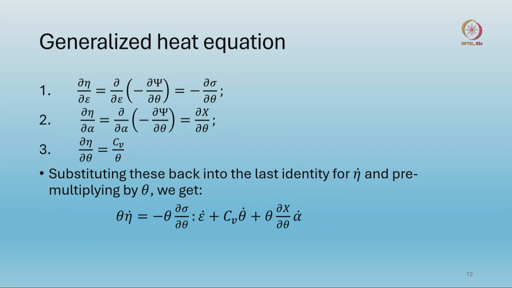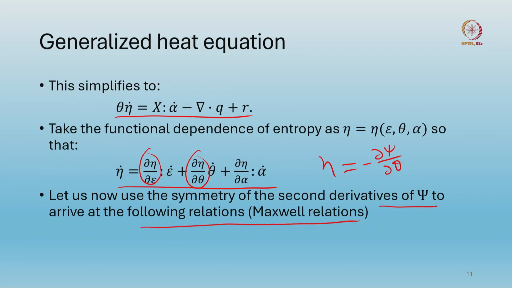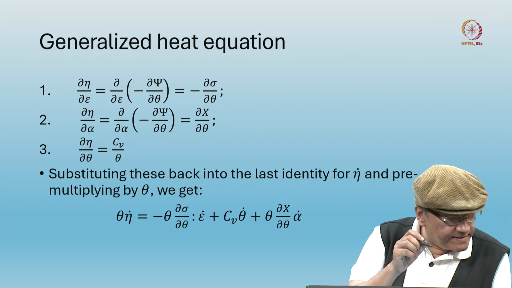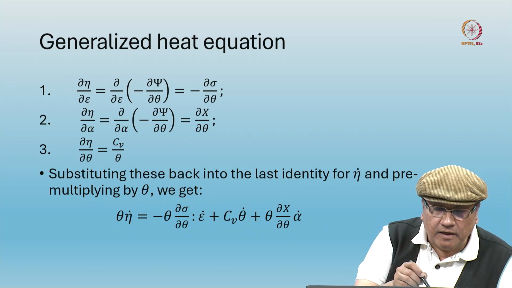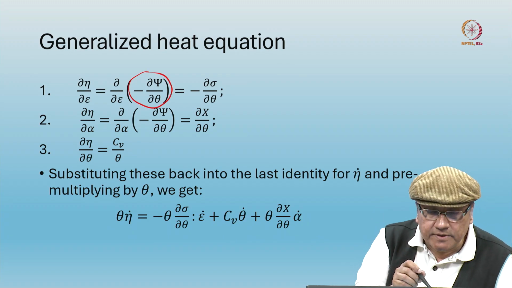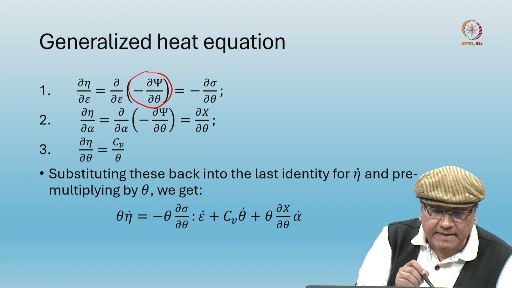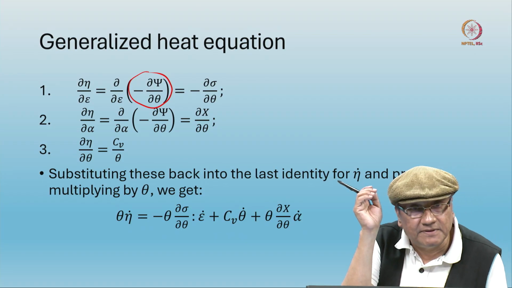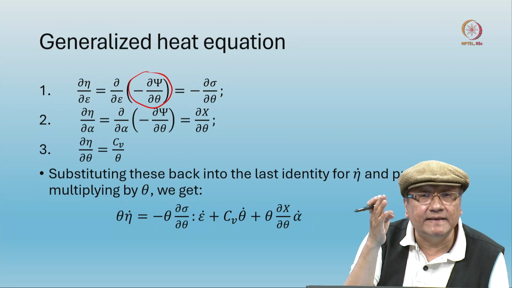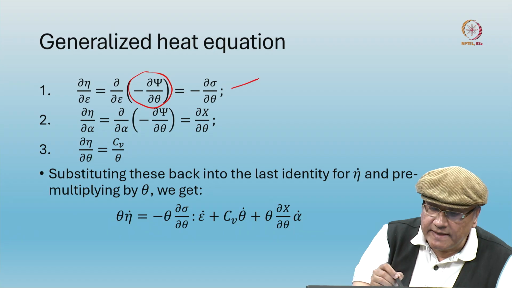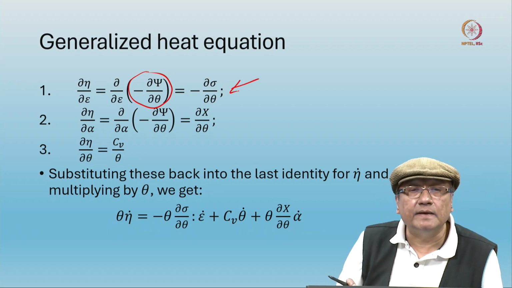So, the first thing that we need is delta eta by delta epsilon. That is delta by delta epsilon of minus del psi by del theta. Now you flip the derivatives. So del psi by del epsilon with a minus sign gives you minus sigma, so it is the derivative of sigma with respect to theta. You see del psi by del epsilon is sigma, that is a standard closure relation. So this is one of these Maxwell's identities, a very important identity.